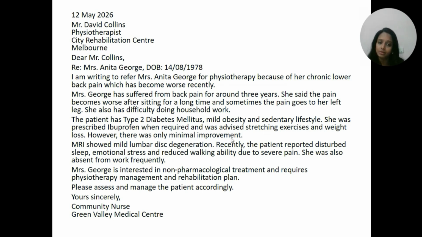However, there was only minimal improvement. MRI showed mild lumbar disc degeneration. Recently, the patient reported disturbed sleep, emotional stress, and reduced working ability due to severe pain. She was also absent from work frequently. Mrs. George is interested in non pharmacological treatment and requires physiotherapy management and rehabilitation plan. Please assess and manage the patient accordingly. Yours sincerely, community nurse, Green Valley Medical Center.